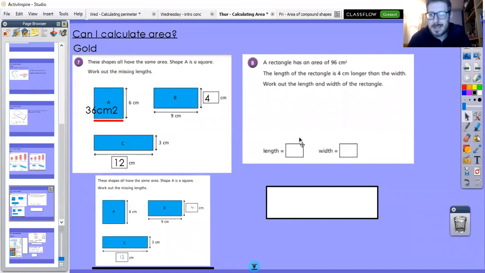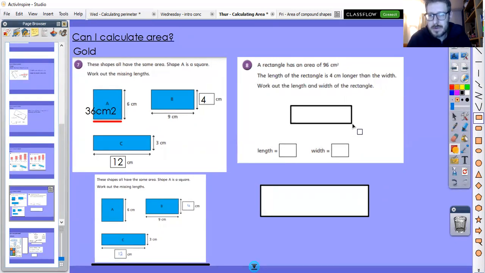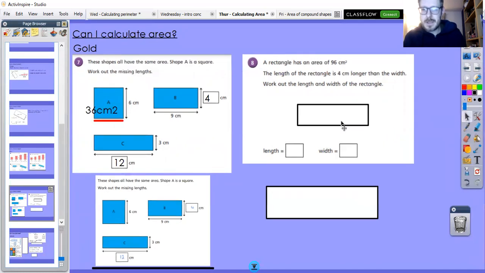And this one, a rectangle has an area of 96 centimeters squared. The length of the rectangle is 4 centimeters longer than the width. Work out the length and the width of the rectangle. So we have a rectangle, it's got an area of 96 centimeters squared. The length of the rectangle is 4 centimeters longer than the width. So you could have divided the area first, to find the length.